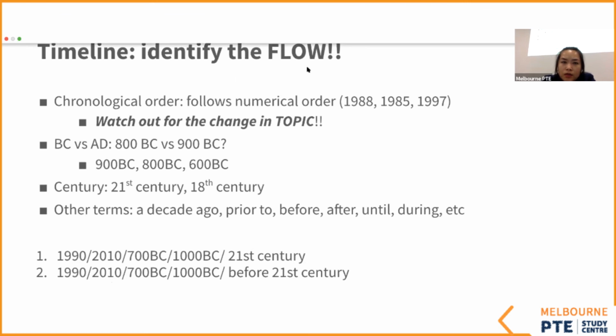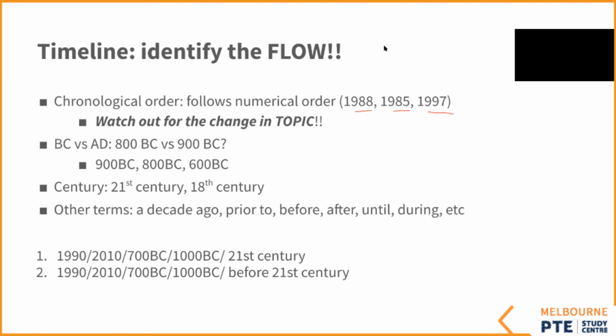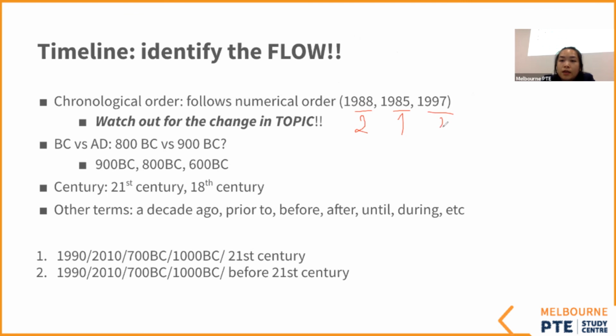Techniques. Last one. Timeline. Now for the timeline, it's actually based on the chronological order, which we call the numerical order. You base on the number, basically. Okay. So for example, 1988, 1985, and 1997. Right? Do you know which one comes first? 1985. Correct. And then 88, and then 97. So this one is easy because pretty much just based on the numerical order.